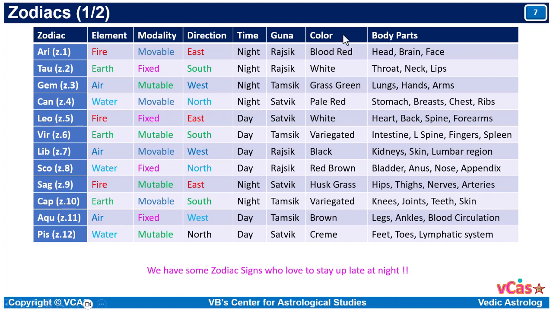The favorable colors are also shown here. The body part that these represent are also shown here. For example, if someone has Z9 as their house number 6, for example, Cancer ascendant, they are supposed to be suffering from diseases related to hips, thighs, nerves, and arteries.